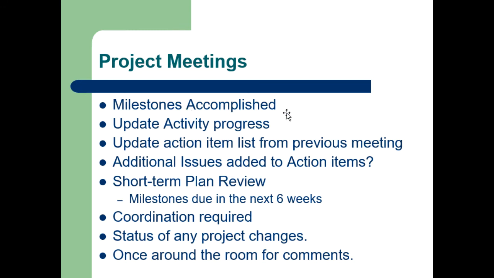So what have we done since the last meeting? We update all our activities that are ongoing. We update an action list. Who was supposed to do what and by when? So from the last meeting, we wound up the last meeting with an action list, right? John was supposed to find out the cost of this thing, and he was going to report back to us on Tuesday. Okay, did that happen? Yes or no? Yeah, it did. Okay, how much did it cost?